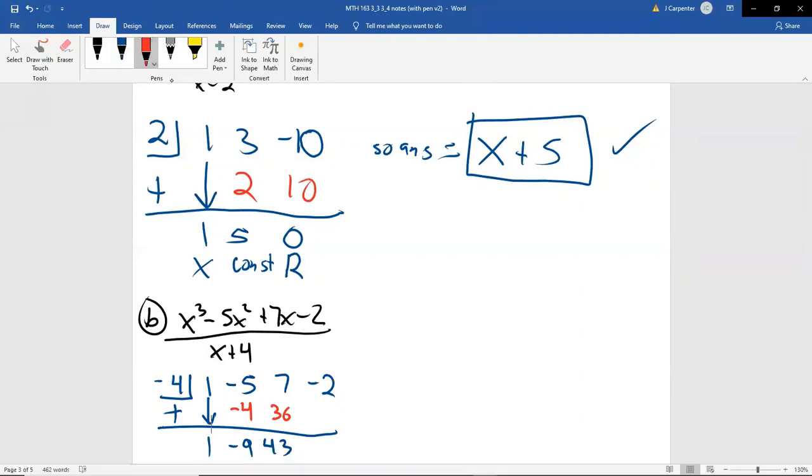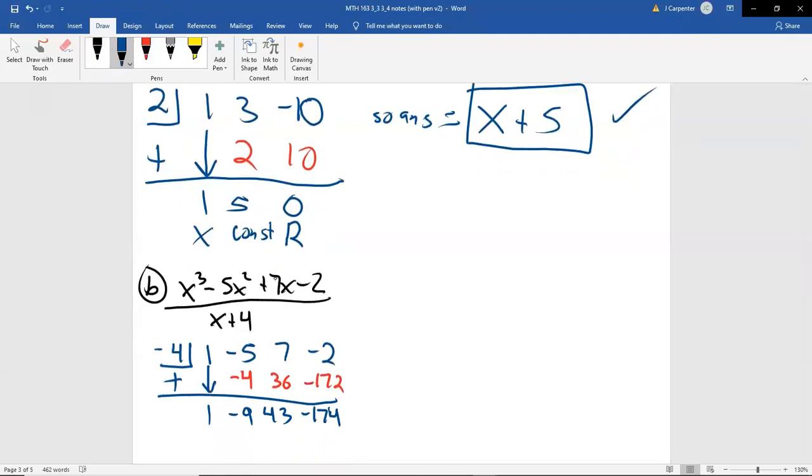And then we multiply. 43 times negative 4. Well, 40 times 4 is 160. 4 times 3 is 12, so that'd be 172, but a negative 172. And then negative 2 plus negative 172 is negative 174. So from right to left, again, there's no more columns, so we know we're done. That is the entire long division process.